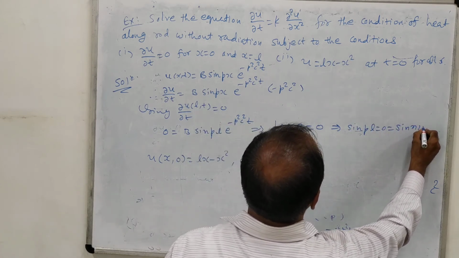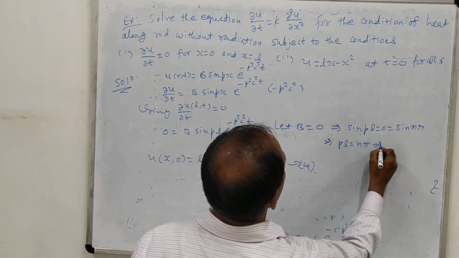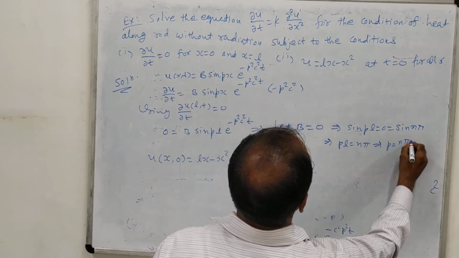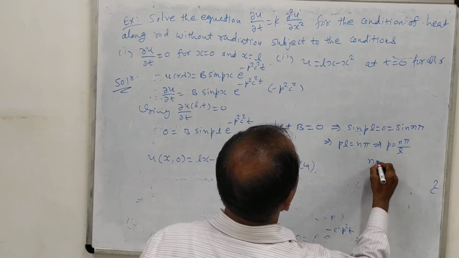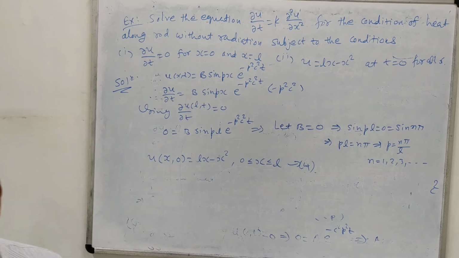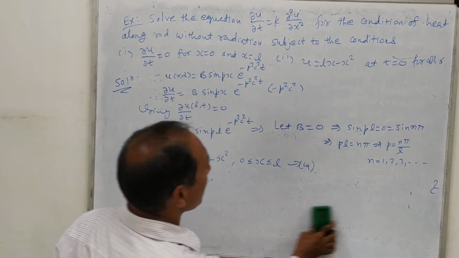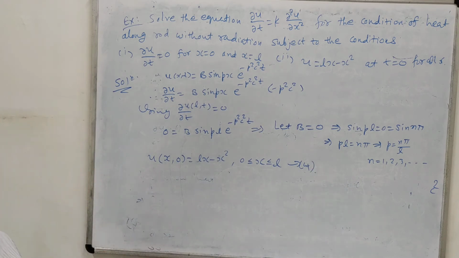And sin pL equal to 0 happens when it is sin n pi. So this implies that pL equal to n pi, so p equals n pi upon L, and this is for n equal to 1, 2, 3, 4 and so on. In every theory, after applying the second condition, we must get the solution in terms of n equal to 1, 2, 3 and so on.